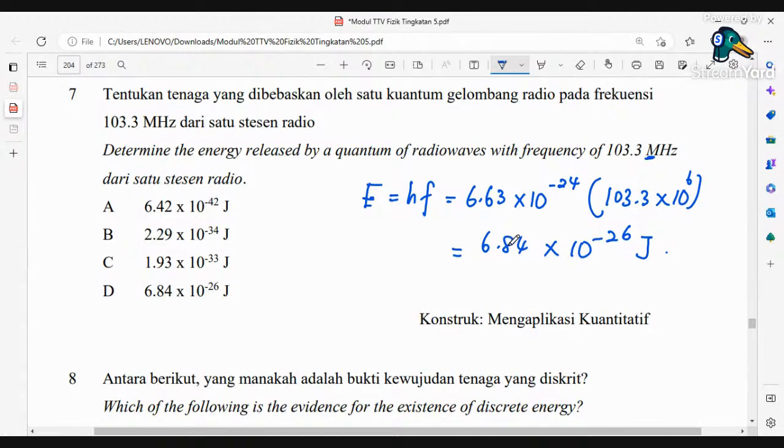Sorry, I think that one is the Planck constant, 34. It looks wrong, 34 here, sorry. Okay, the Planck constant, you refer to the list, negative 34. So your answer will be 6.84 times 10 power negative 26 joule. Check the list of formula.